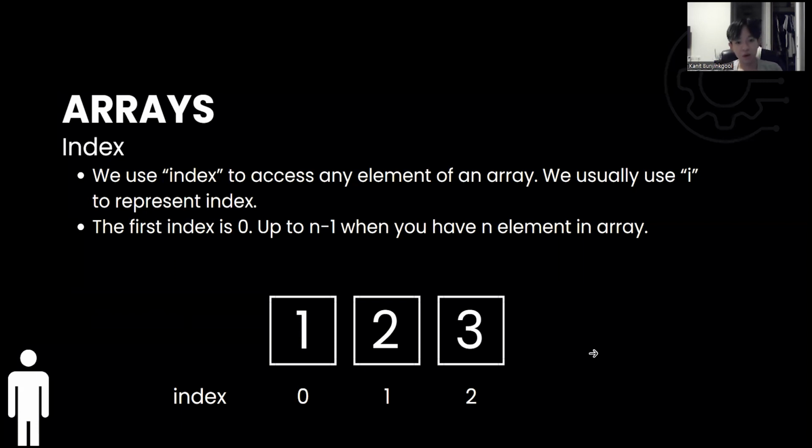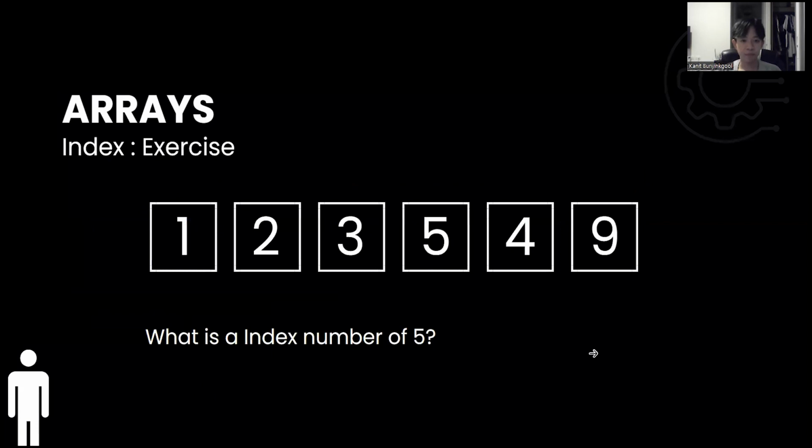Okay, we will go next to the exercise. What is the index number of 5? Do you remember? The index of an array starts from what? Okay, it starts from 0. Let's start to count it. 1 is index 0, 2 is in index 1, 3 is in index 2, and 5 is in index 3. Okay.